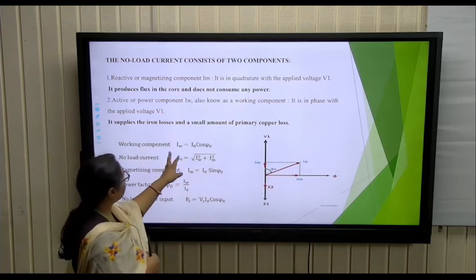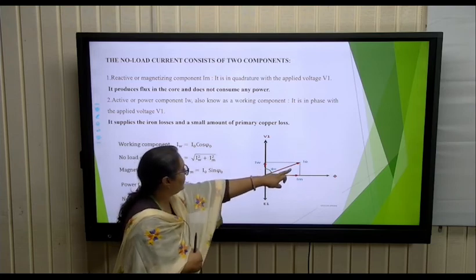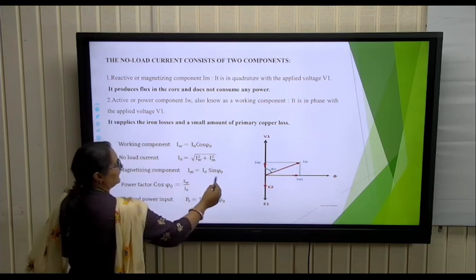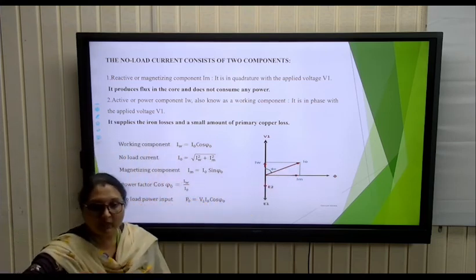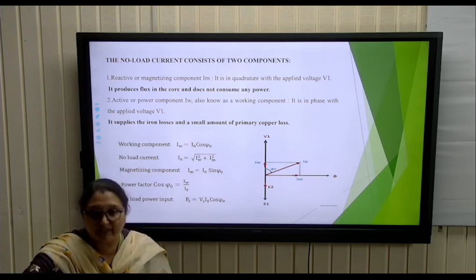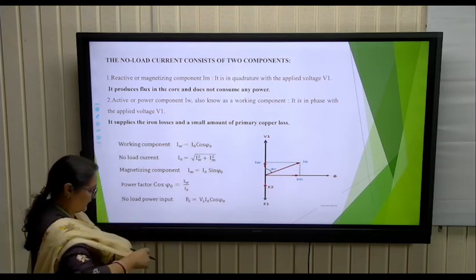From here you can deduce these formulas. What is IW? You can see IW is I0 cos theta, and similarly what is IM? This is I0 sin theta. So what we want now is to derive an expression for the losses. We want to calculate the efficiency of the transformer. So for that purpose we are doing all these mathematical calculations.